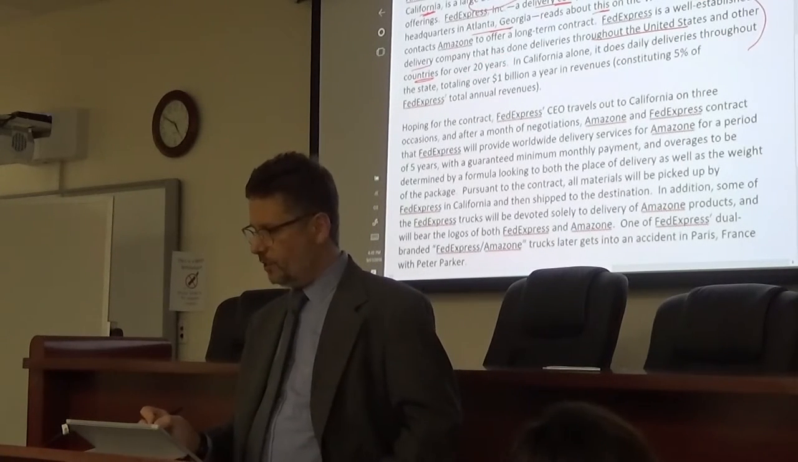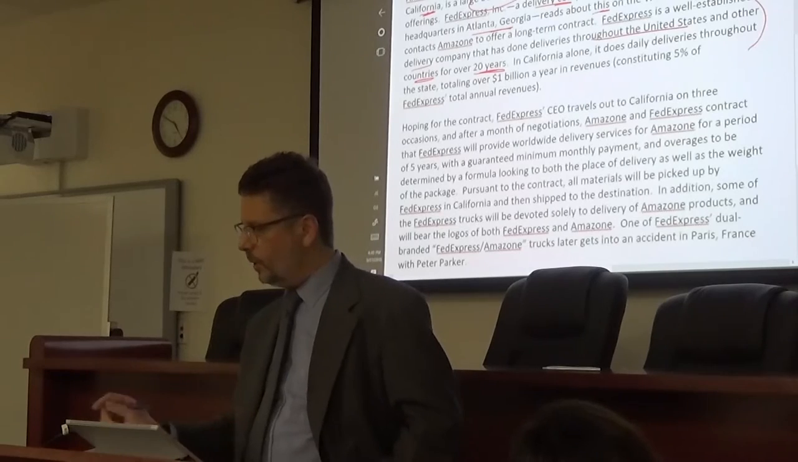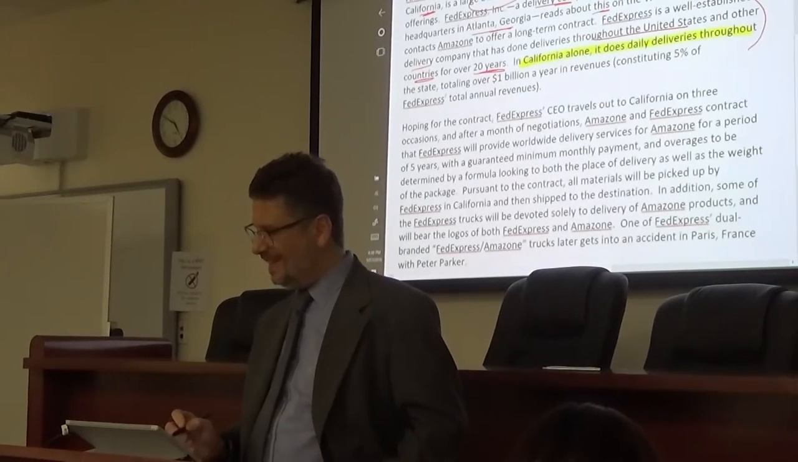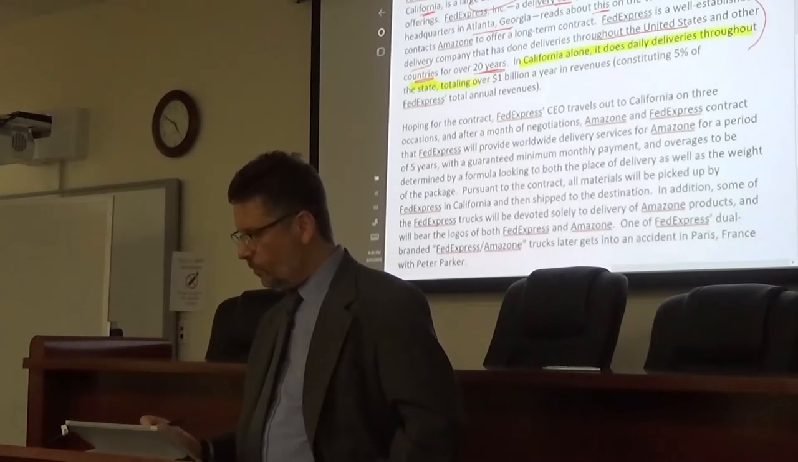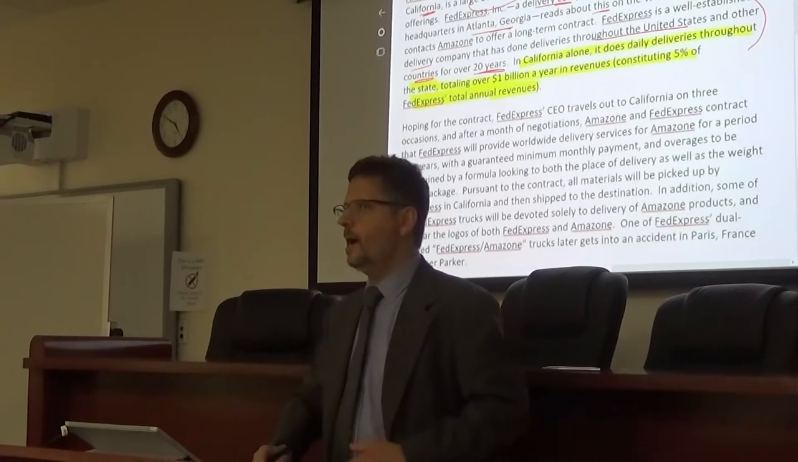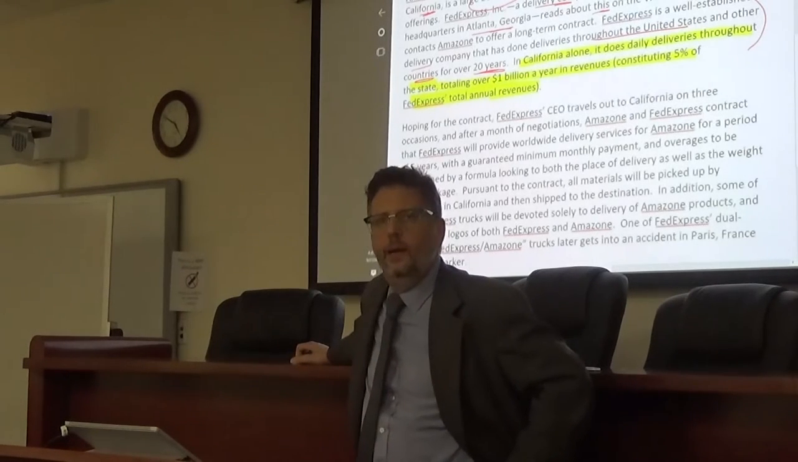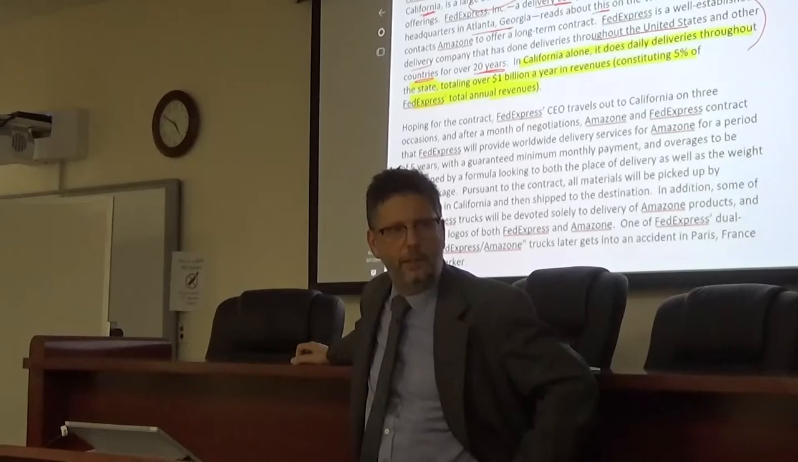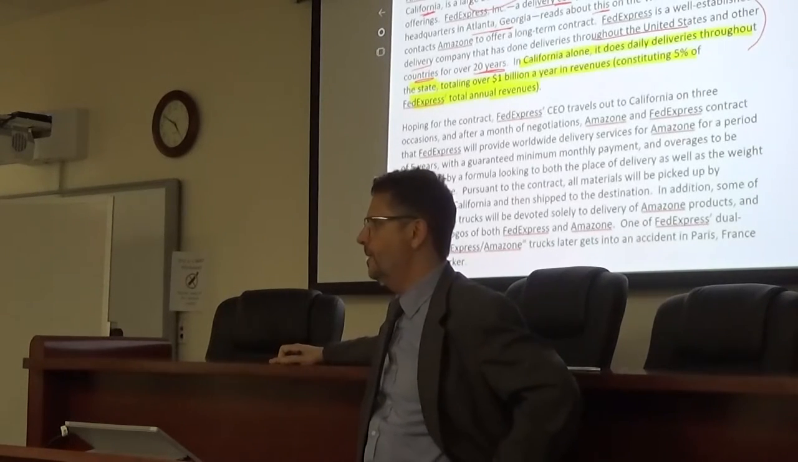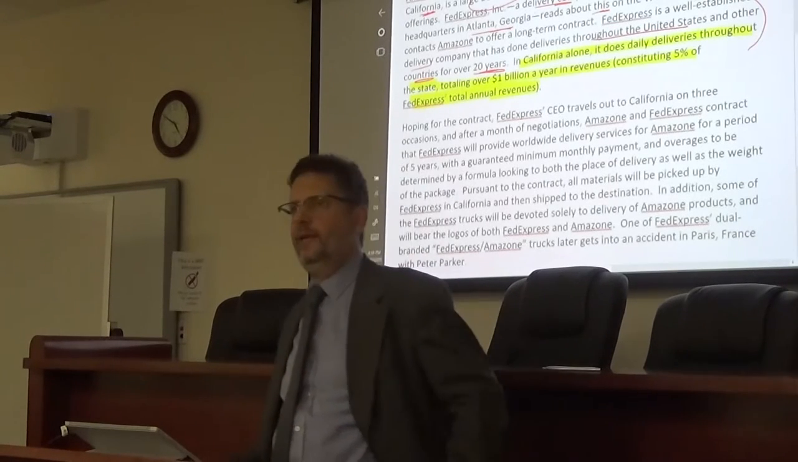Well, this next paragraph starts helping us out, doesn't it? Fed Express is well established. It's done deliveries throughout the whole country for over 20 years. Whoa, this looks important. In California alone, let me get a highlighter here. California alone, it does daily deliveries throughout the state, totaling over $1 billion a year in revenue. Now think about it. It's already doing over $1 billion a year in California, and that's before the contract with Amazon, right? Does that sound pretty significant? Yep. Okay. How significant? Is it continuous?